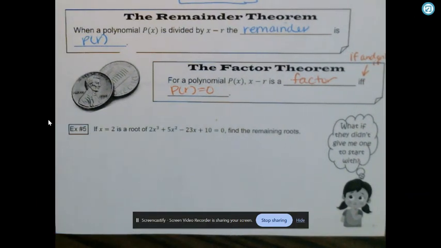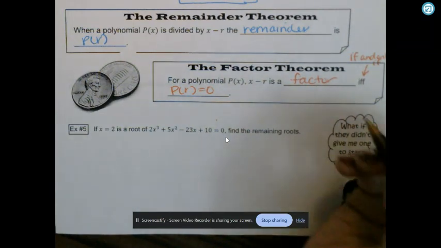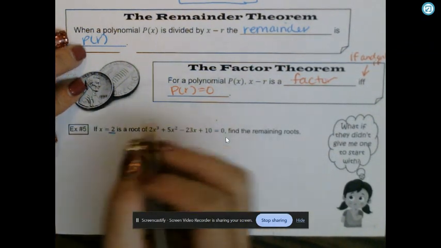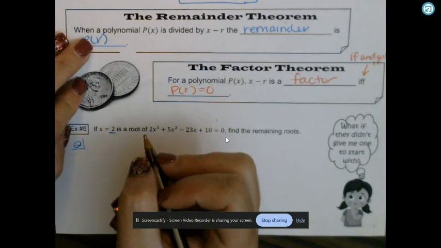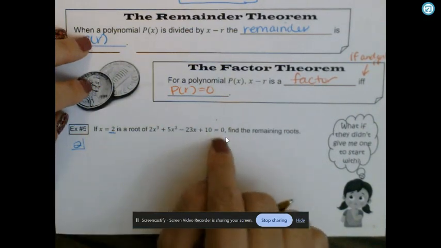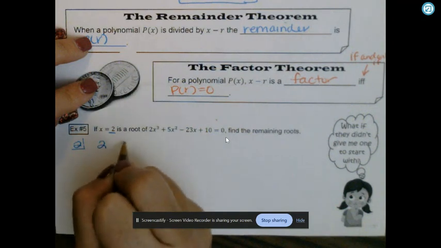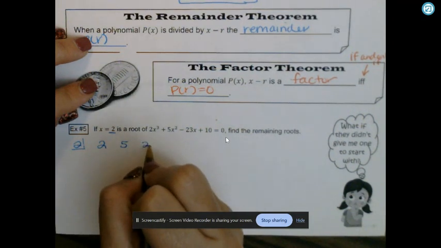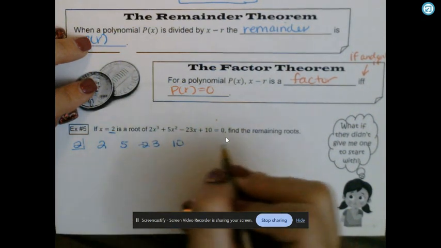All right, so here we go. If x equals 2 is a root of the polynomial 2x cubed plus 5x squared minus 23x plus 10, find the remaining roots. So here's what we're going to do. If it tells me it is a root, all right, we're going to start by putting this in the box and simplifying out. All right, so we got 3, 2, 1, none. All right, so we're going to go per 2, 5, negative 23, and 10.